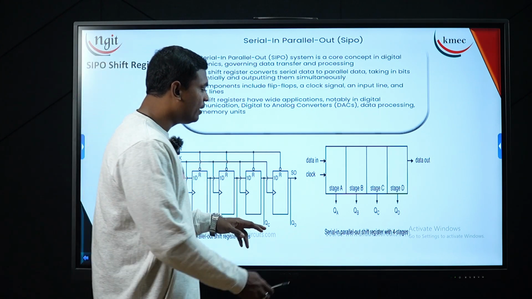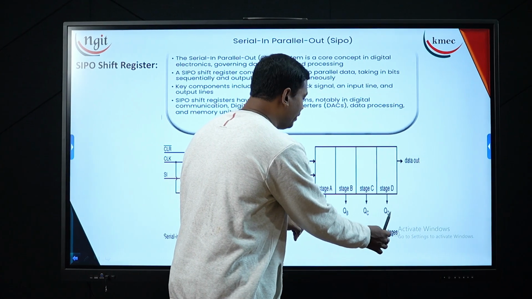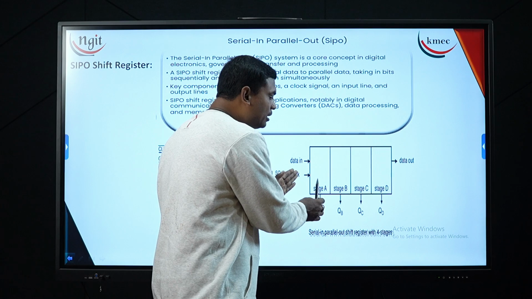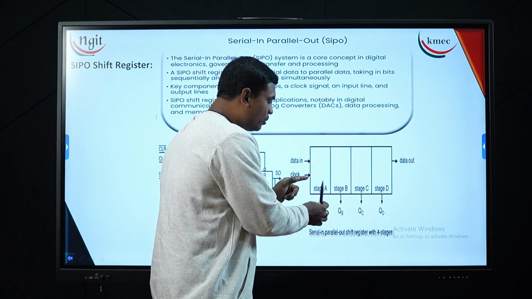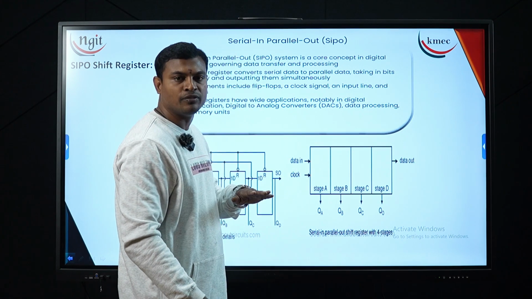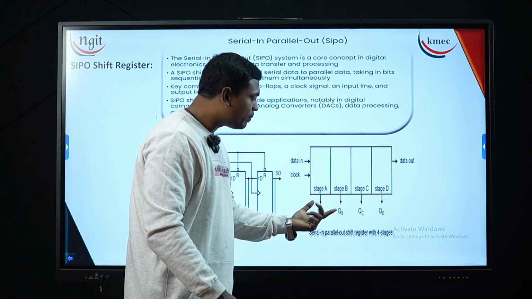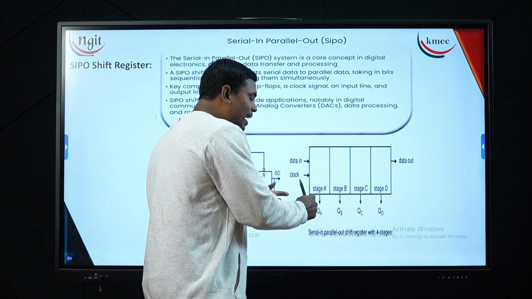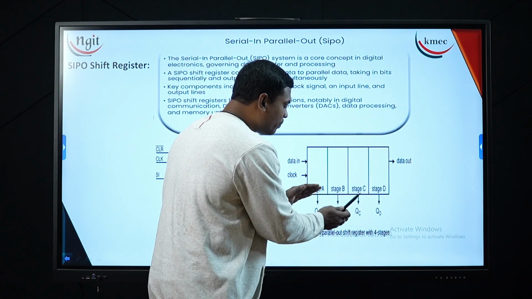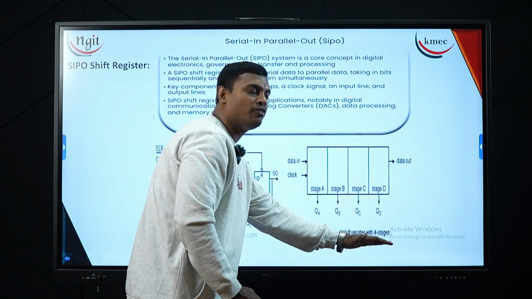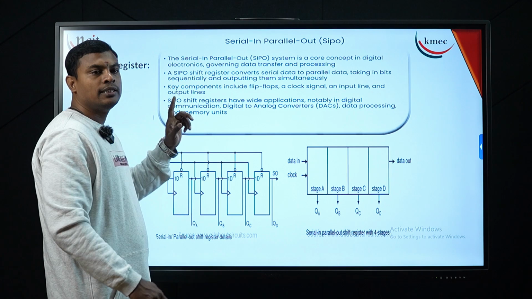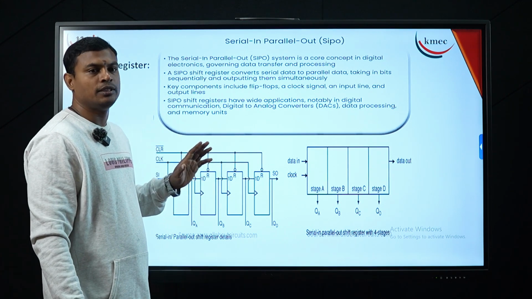So here we have QA, QB, QC, QD, and data in, which I am providing along with my clock. Each stage requires 1 clock pulse, and there are 4 stages, so it requires 4 clock pulses to store 4 bits of information. Now, on the 5th clock pulse, whatever is stored in stages A, B, C, D appears as it is as the 4-bit output here. So this is what we call a serial in, parallel out shift register.